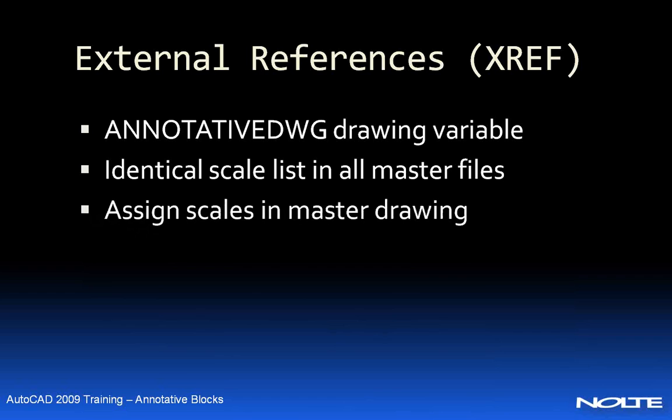The last thing we're going to see for our XREFs is that we need to assign scales to the annotative objects in the master drawing. I can't XREF a drawing and then decide I want my blocks and text to show up at 40 scale. It won't work. I have to go back to that master file, select the objects, and assign them 40 scale in the master file. Once I've assigned them in the master file, I XREF that. All I can do is change my scale factor or my annotation scale, and they will update based on that.